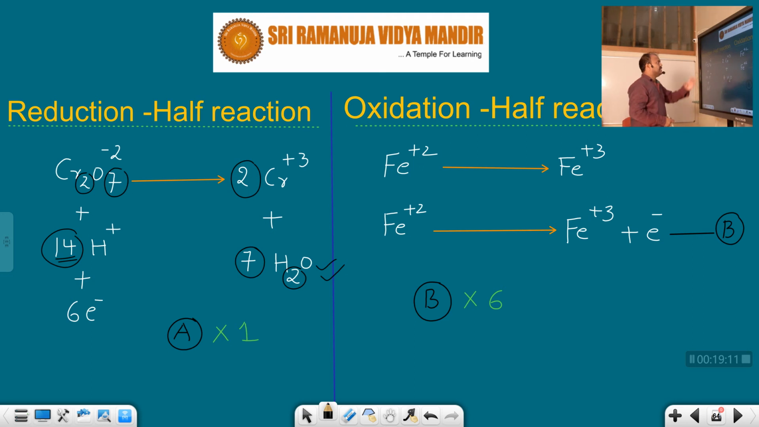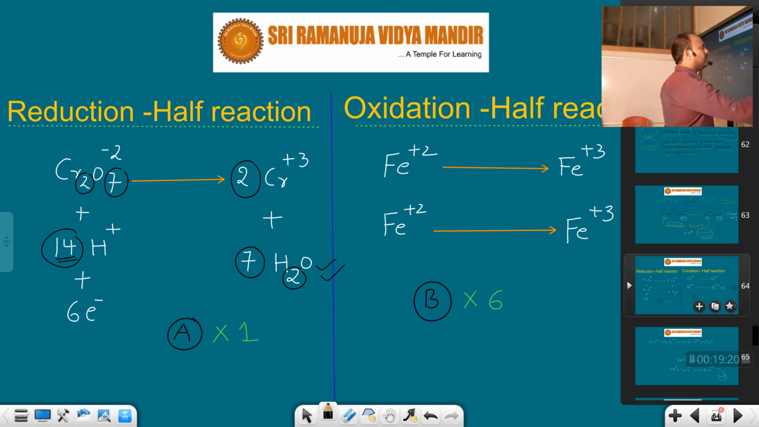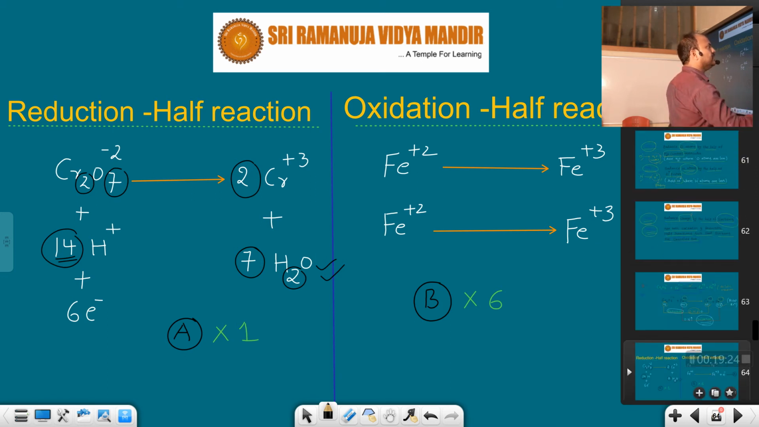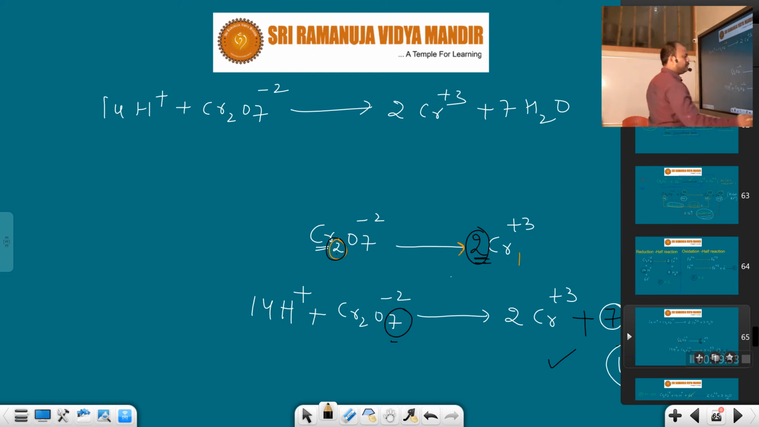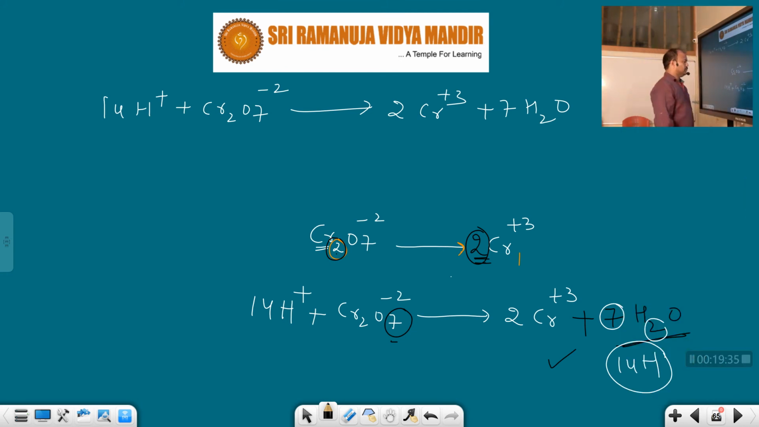After that, this is a reduction reaction. In a reduction reaction we always add electrons on the left-hand side. Which side do we always add electrons in a reduction reaction? The left-hand side. You know this very well. So how do we balance the charge with the help of electrons?